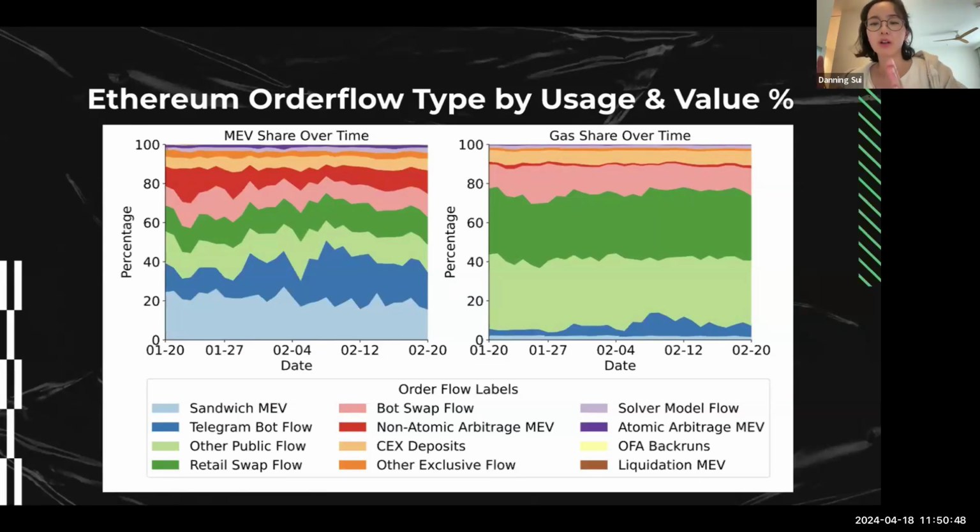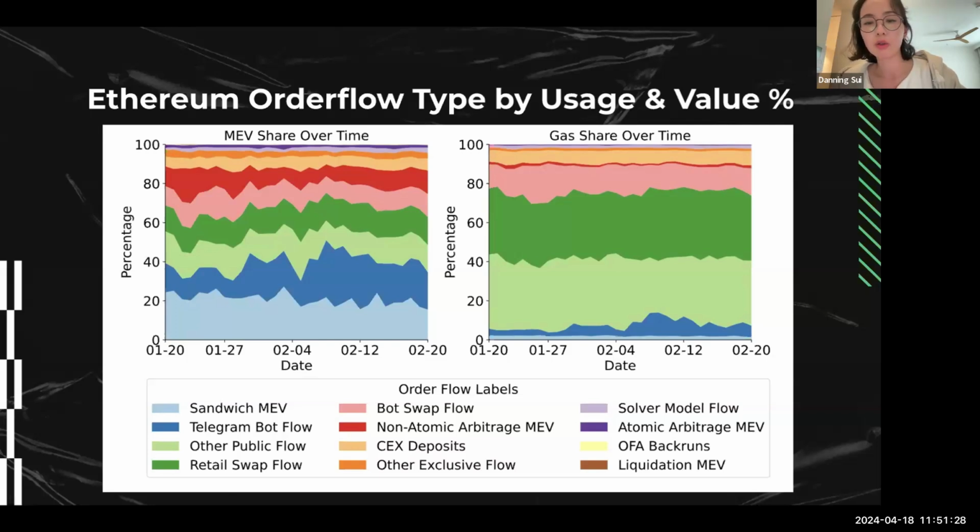So maybe we'll look at the chart on the right side first. It shows the gas share of different order flow types over time. This is one month of data. You will see the big chunk of the transactions taking up the block space, measured by gas usage, is the green part. The lighter one is the overall public transactions, not anything very special like MEV or front-end attributed swaps. So just any other random public transactions, for example a value transfer or a transaction for validating, etc. The darker blue is retail swaps.